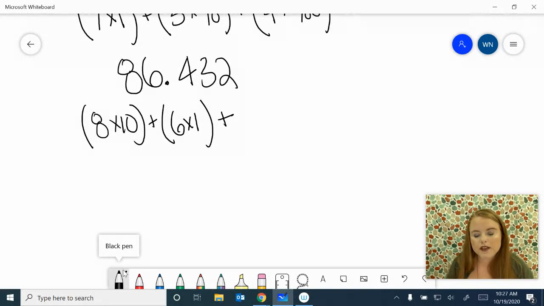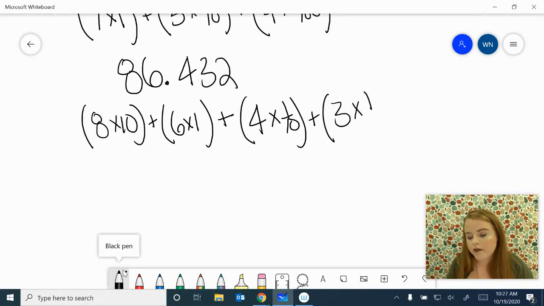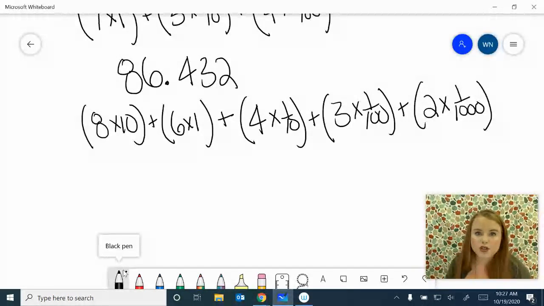Now let's start moving into the decimals. We're going to say 4 times 1/10 because the 4 is in the tenths place, plus 3 times 1/100th because the 3 is in the 100ths place, plus 2 times 1/1,000th because the 2 is in the 1,000ths place.